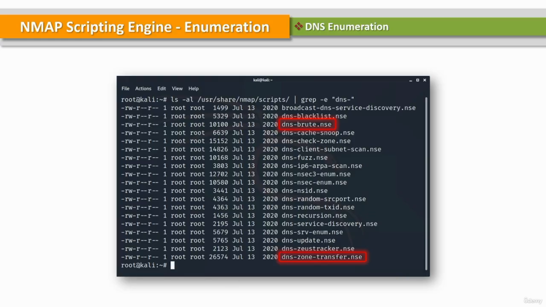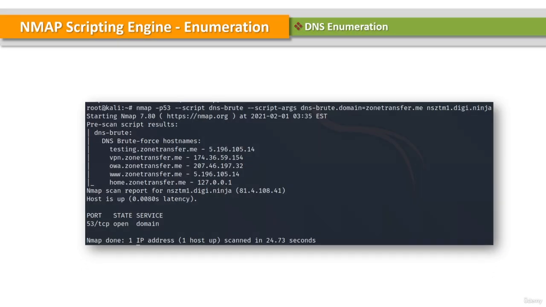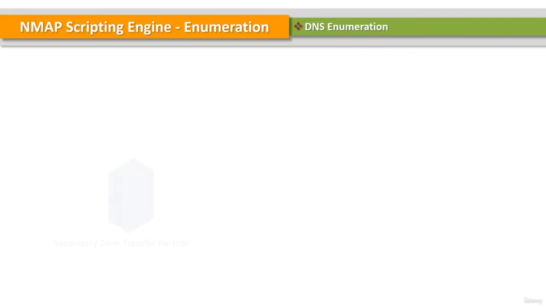So let's have a look at these scripts and how they work. Well, first, the DNS brute will attempt to enumerate DNS host names by brute force guessing of common subdomains. Second, zone transfer.